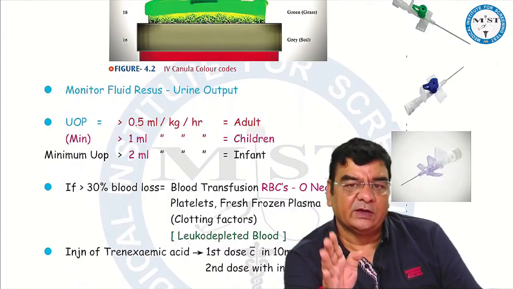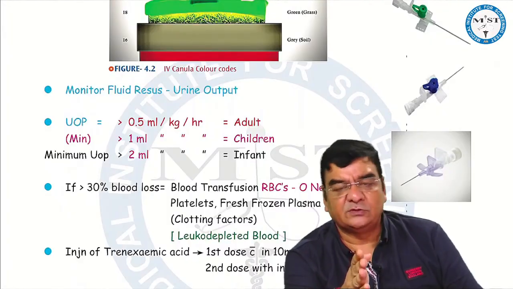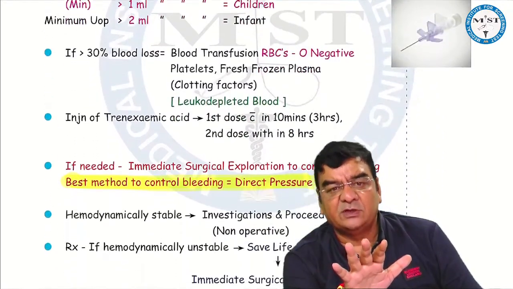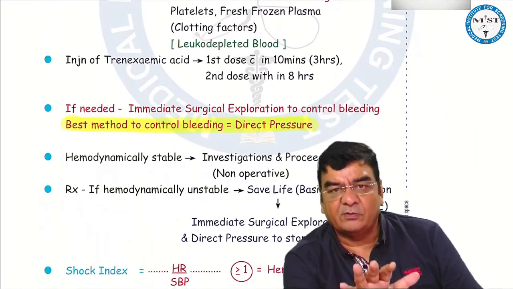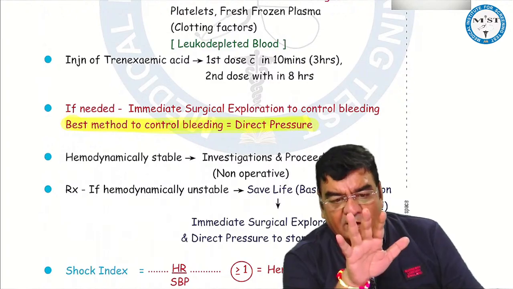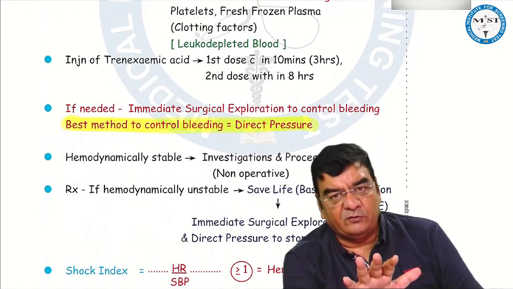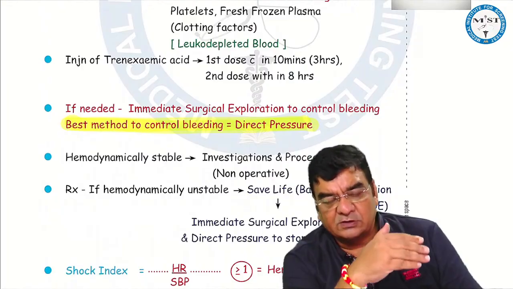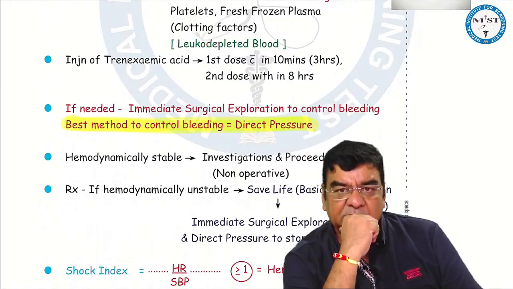Don't wait for anything. Immediately open the area where you suspect the bleed and apply direct pressure. The best method to control bleeding is direct pressure. Now you ask your assistant to pump in IV fluids and blood. This will generate pressure in the pipeline and will supply oxygen to the vital organs.